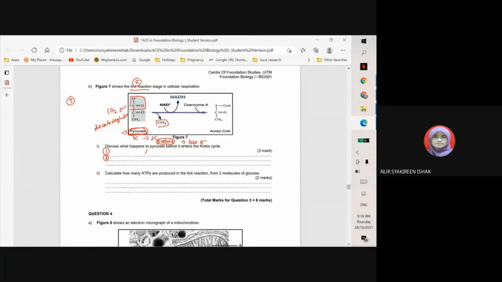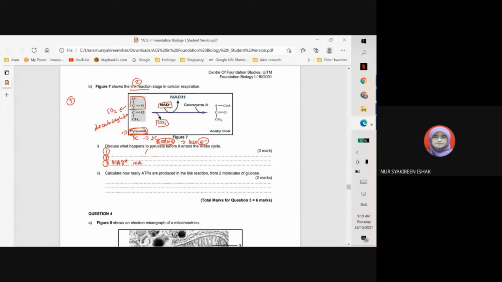Okay, so next, what happens? What happens to this electron? That is removed from the 2-carbon compound. It will be received by NAD plus molecule. So that is for the next point that you can write. NAD plus, kalau receive electron, will it be oxidized or reduced? NAD plus will be reduced.